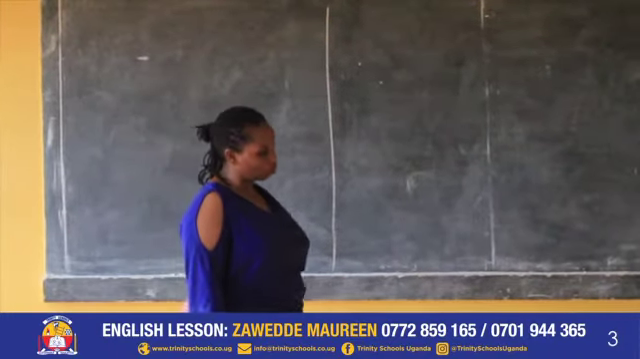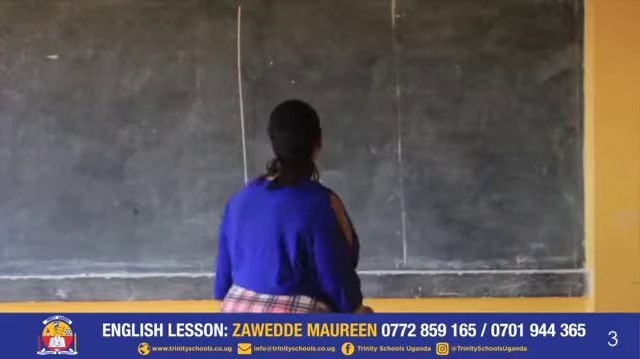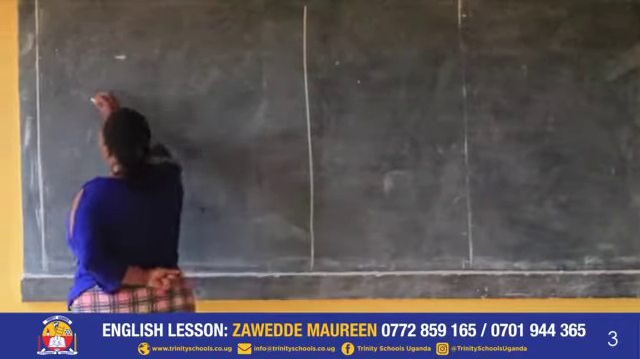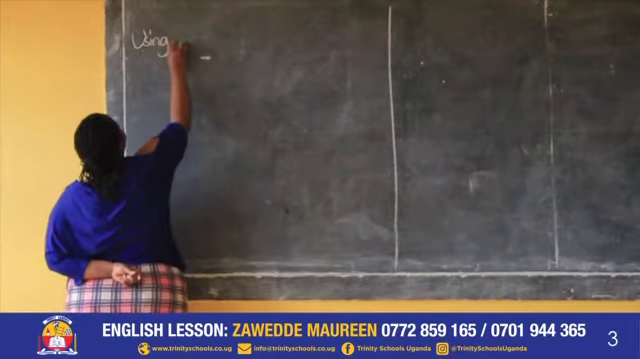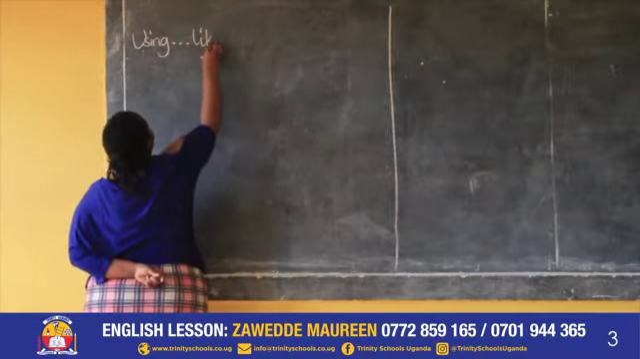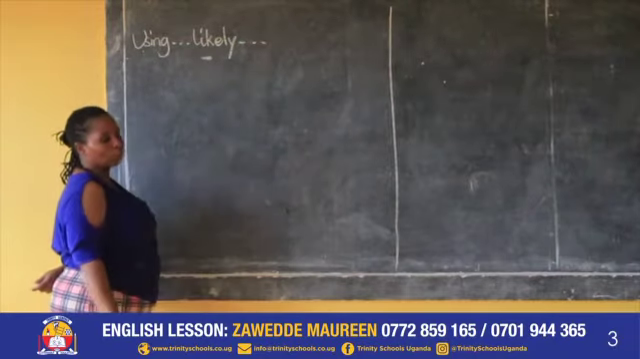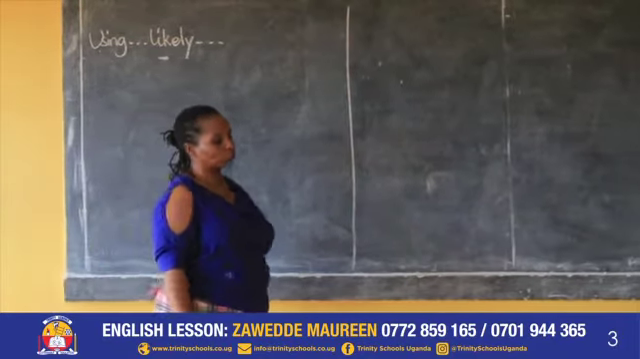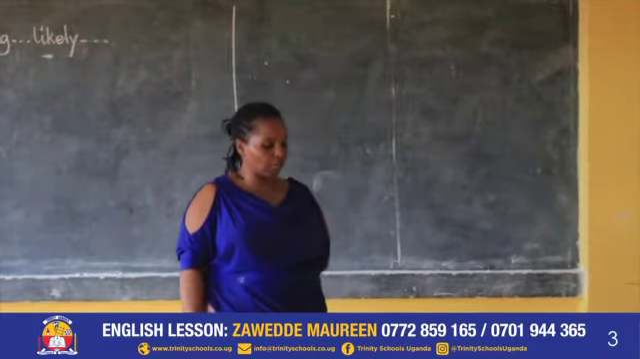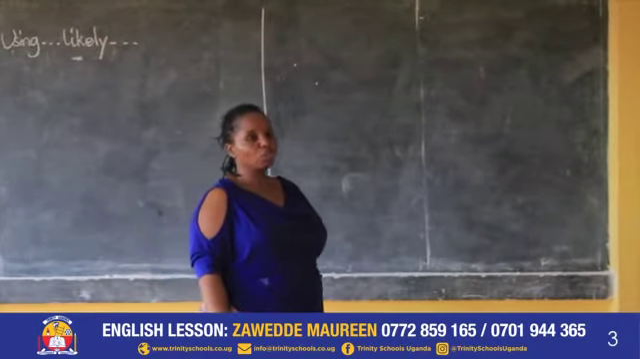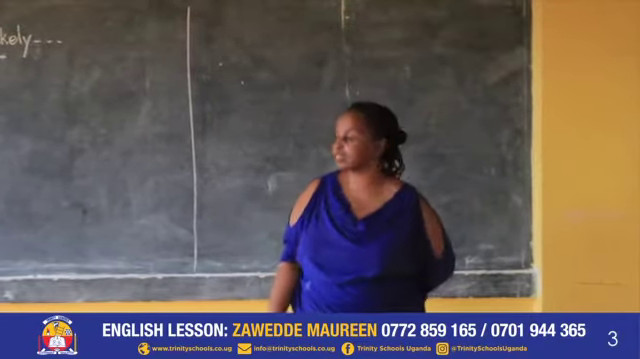Let us go through the exercise that we did. Our exercise was using likely as the structure that we learned previously. Question one was, Joshua may forget to sign his letter.